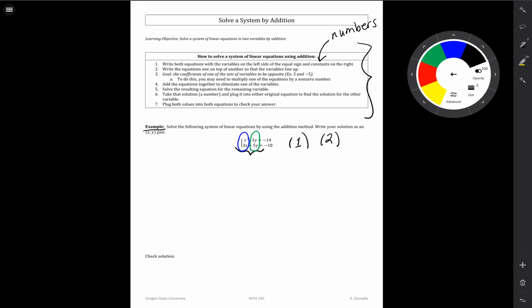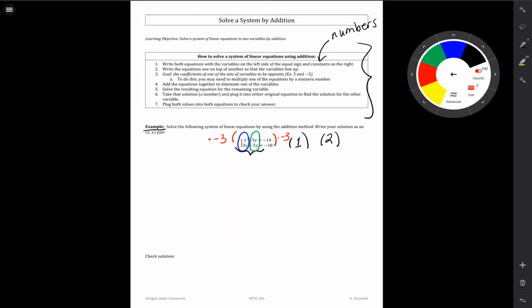So I want to multiply this top equation by -3. If I multiply the top equation by -3, then I will have -3x on the top equation and 3x on the bottom equation. That is exactly what I want. I want the same number but different signs.